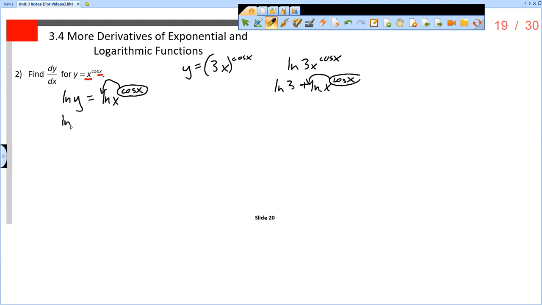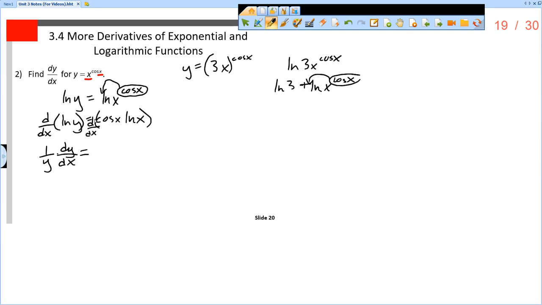All right, so anyway, we bring the cosine x in front. So we get cosine x times the natural log of x. Now I'm ready to take the derivative. So I'm going to take the derivative with respect to x of both sides of the equation. On the left side, the derivative of the natural log of y is 1 over y, times dy/dx, the derivative of y with respect to x. Remember, we're applying the chain rule.